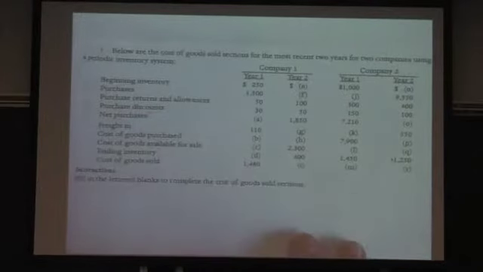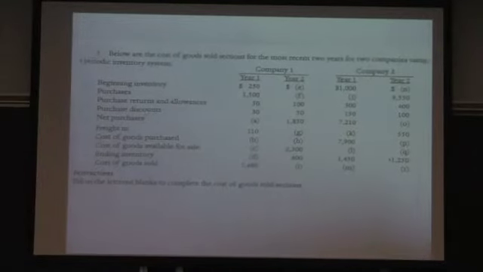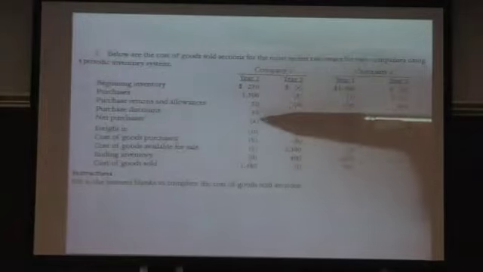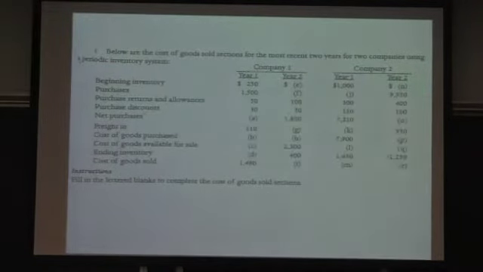So this question, we were given two companies and 2 years worth of results for two different companies. And we're given the cost of goods sold section for the most recent 2 years. And what we have to do is find the missing amounts. So the best way to do this is to look at the relationship between inventory and cost of goods sold.